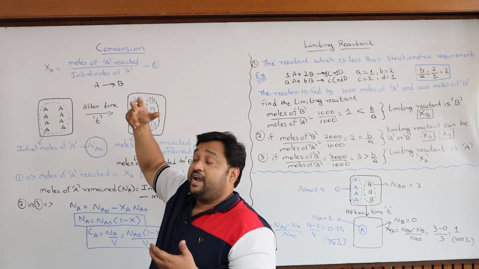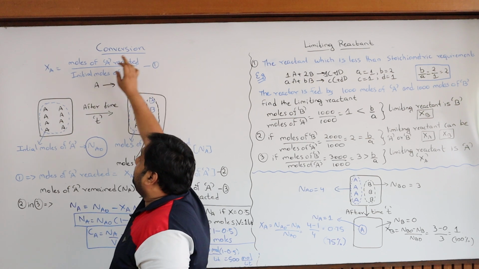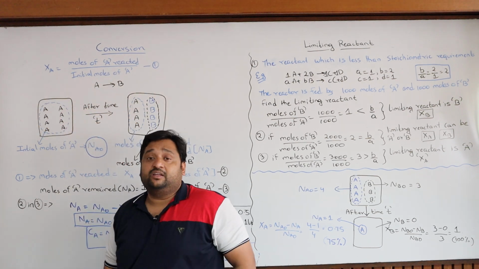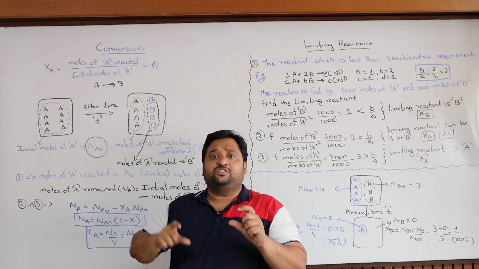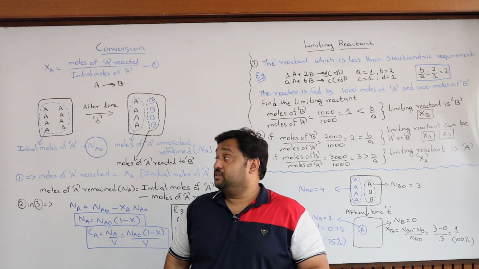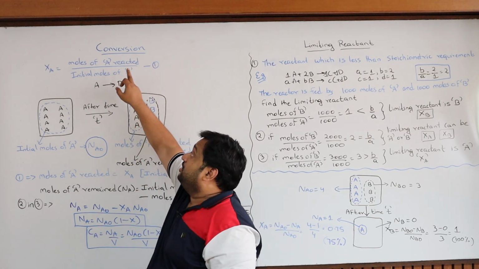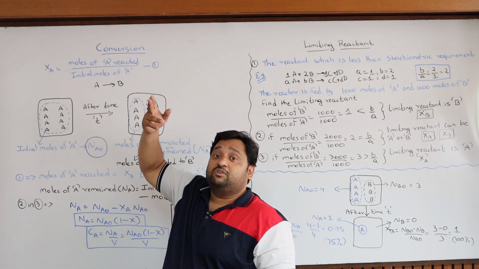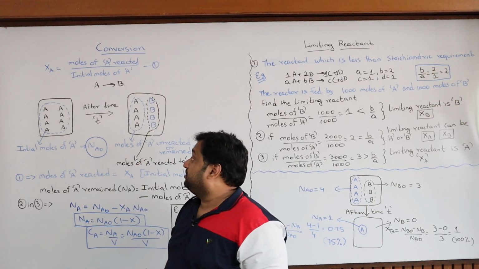The more moles reacted, the higher the numerator, and if the numerator is higher, the conversion will be higher. The value of the conversion ranges between 0 and 1, where 1 is 100% and 0 is 0%. So the more A reacts in a reactor, the higher the conversion. The less A that reacts in the reactor, the lower the conversion.